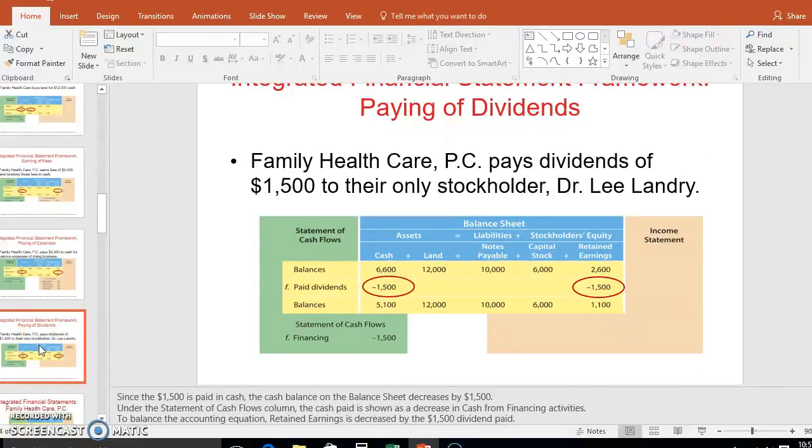The next one is that they paid dividends of $1,500 to their only stockholder, Dr. Landry. Essentially, what this is saying is Dr. Landry took $1,500 out to, I don't know, take his family on vacation or whatever. So let's talk about what happened to your bank account. Your bank account went down. So your assets went down, and it's a dividend, which goes under that equity umbrella. And that equity umbrella just went down by $1,500. So again, the equation still balances.